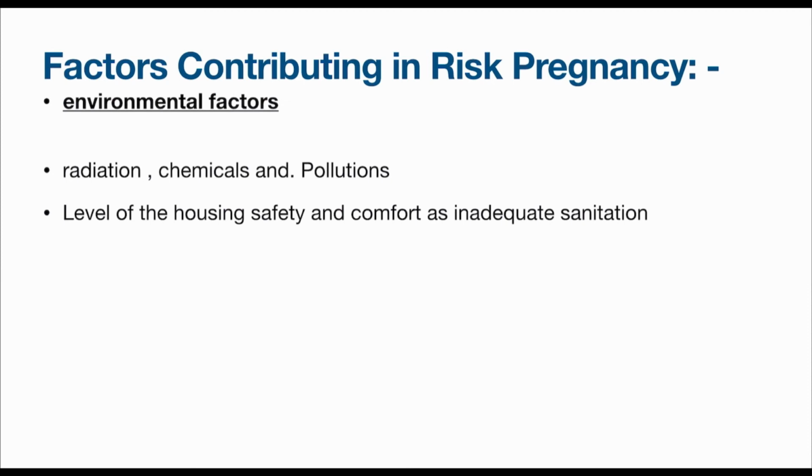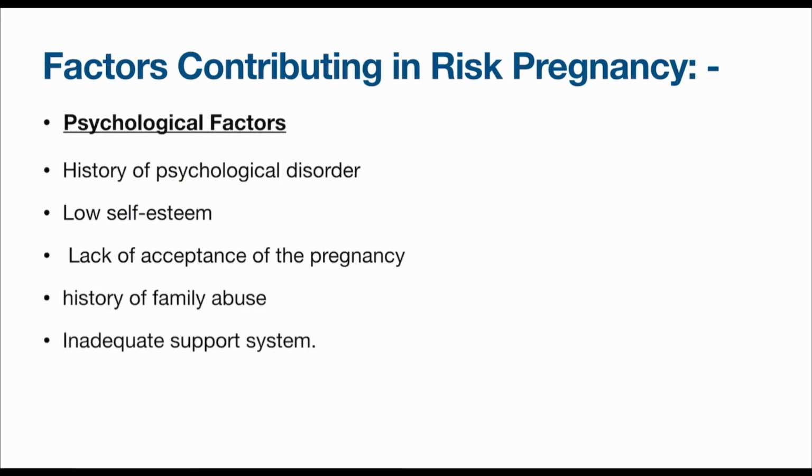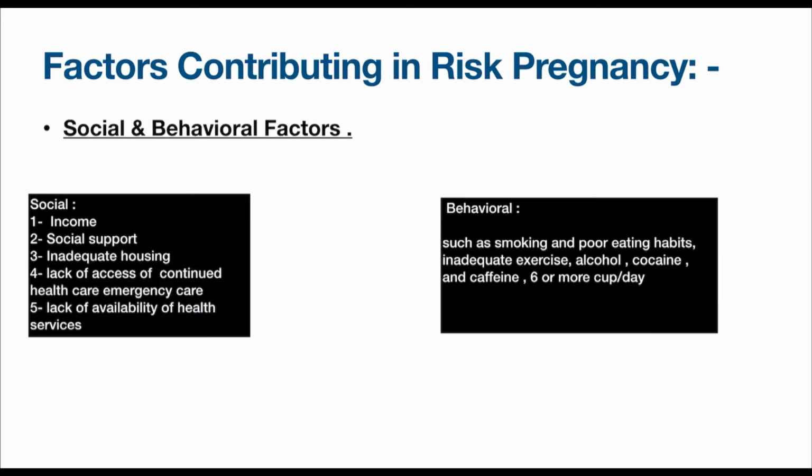The environmental factors: radiation, chemical pollution, the level of housing safety and comfort, inadequate sanitation. So any environmental surroundings of the mother that affect her negatively are considered environmental factors that contribute to a high risk pregnancy. Psychological factors: a history of psychological disorder, low self-esteem, lack of acceptance of the pregnancy itself, history of family abuse, inadequate support system.